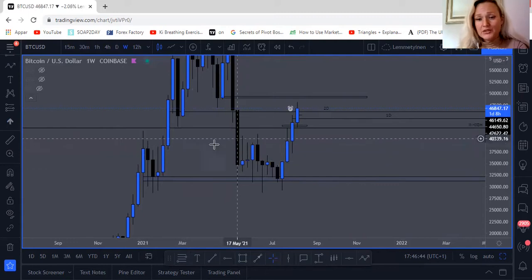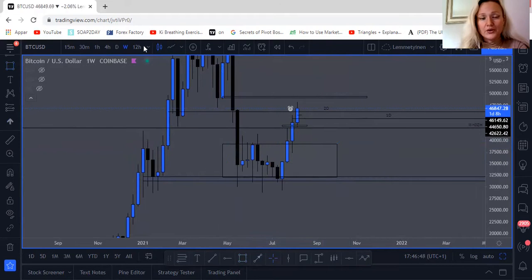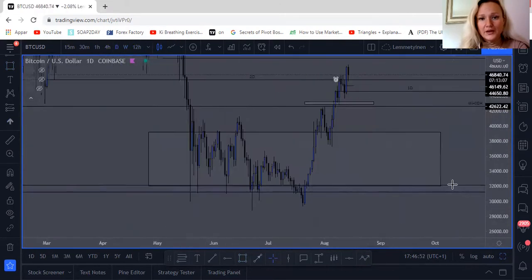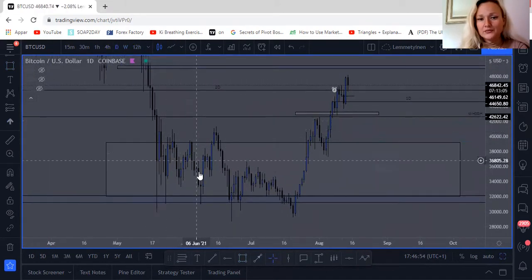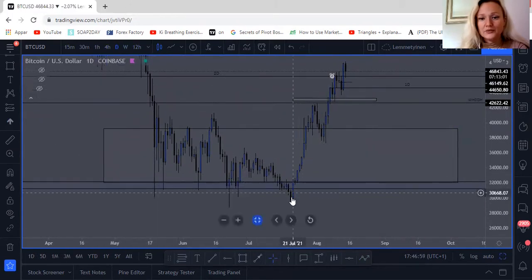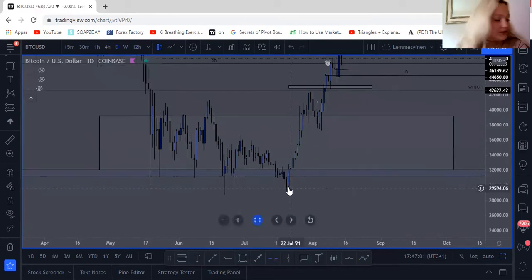I think a lot of people lost their money because you can see it was just consolidating the whole time. You can go to the daily and see it from here. It didn't give you any direction. It was just going sideways all the time, and came back down, did a fake out, came back up.